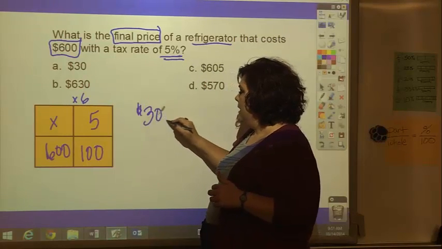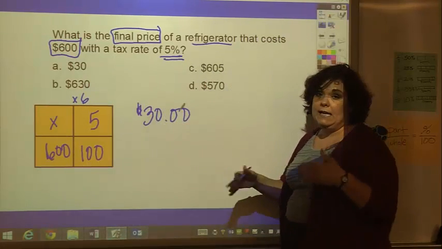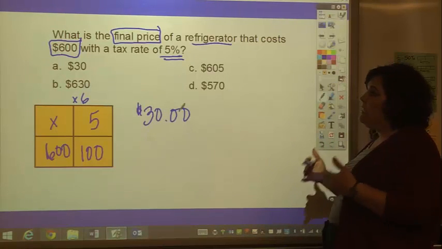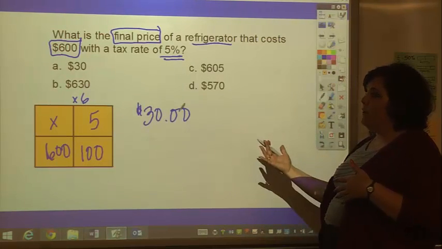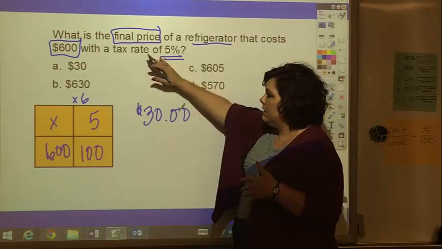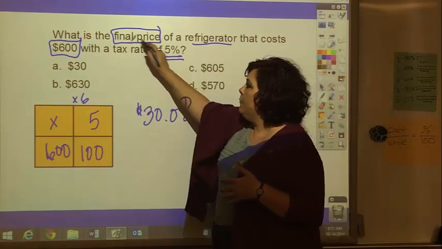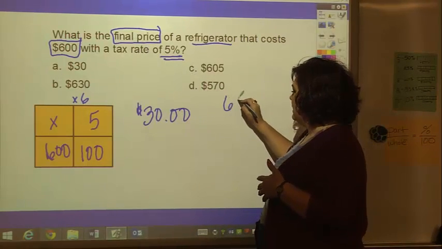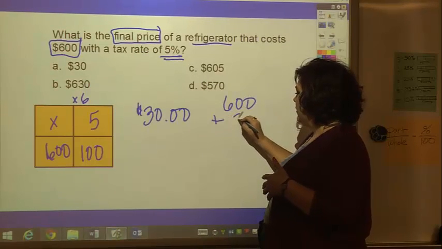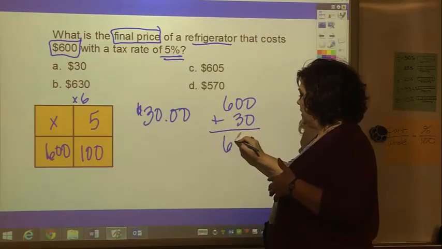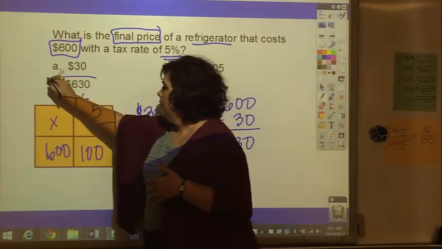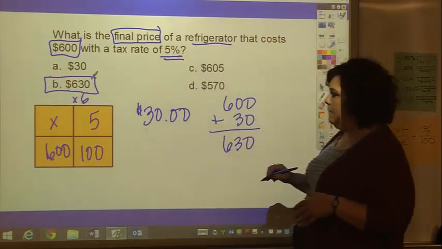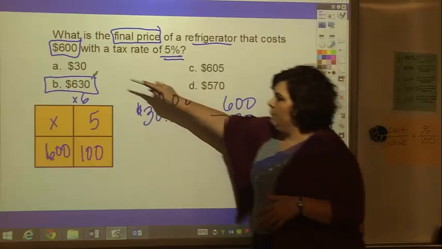Now again, many people put 30 as their answer. And 30 is the percent amount. It is the amount of tax. But it asks for the final price. So I have to take 600 plus 30 to equal 630. So that would be my answer. Many people chose this.